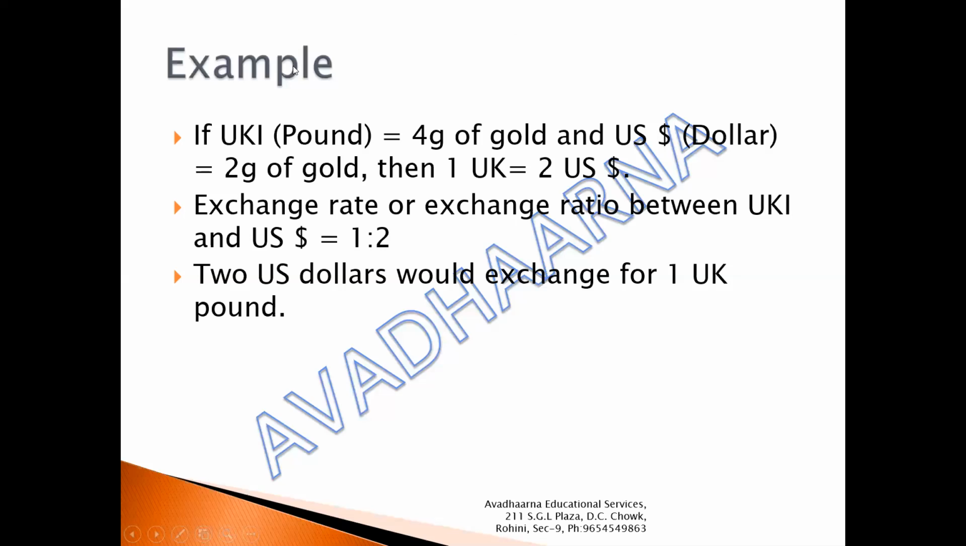Now continuing the same example, if UK 1 pound is equal to 4 gram of gold and US $1 is equal to 2 grams of gold, then UK 1 pound is equal to US $2. So the exchange rate or exchange ratio between UK pound and US dollar is 1:2. That means 2 US dollars would exchange for 1 UK pound.